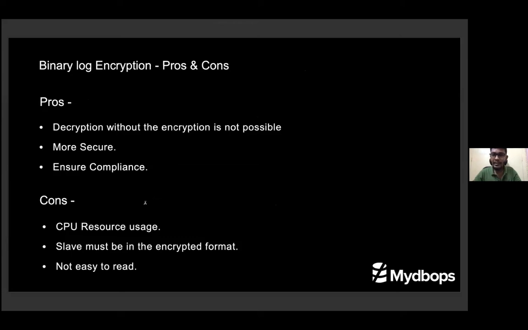And we have a few cons also. The CPU usage will be a little bit more because we are doing the encryption, right? We can see the difference between the encrypted and the unencrypted. And we have to create a slave using the encrypted format only if the master is already encrypted. And the final one is we cannot easily read the binary logs without the encryption key. Yeah. So this is all about binary log encryption.